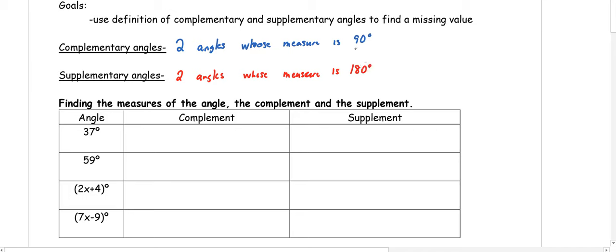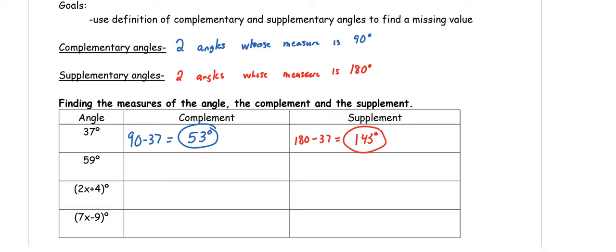So find the measure of the angle, the complement, and the supplement. Whenever we're given an angle, to find the complement, we subtract it from 90. So 90 minus 37 gets us a complement of 53. The supplement is 180 minus the angle, which is 37, and that gets us 143.